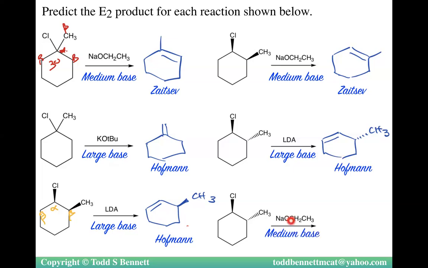So if we use NaOCH3, again, I think I want to get right here because I have my beta here, my alpha, my beta.